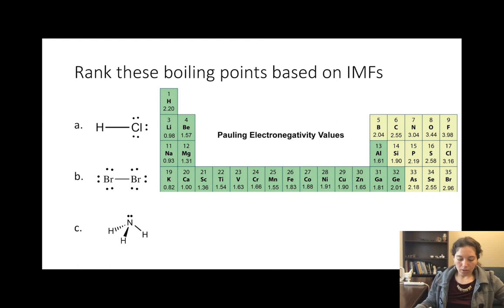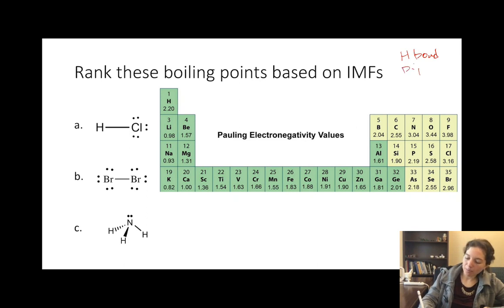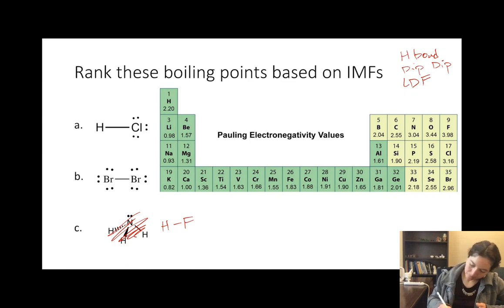Okay. So now I'm going to ask you to use what you just learned to rank these boiling points based on their intermolecular forces. Remember that hydrogen bonding is the highest, and then we have dipole-dipole, and we have London dispersion forces. Now, because we just went through a couple of these, I'm going to change them. So let's change this to HF, and we'll change this to HBr.